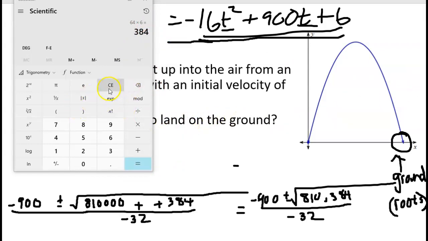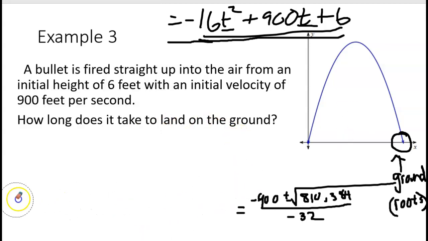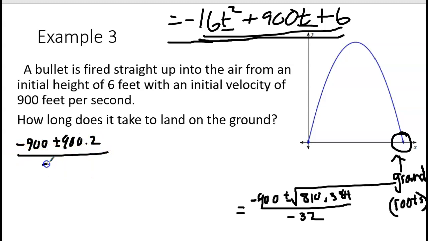So I'm going to do 810,384, and I'm just going to push my square root button, and there it is. So it's 900.2. And I'm just going to round it to the tenths place because that decimal never seems to stop. No, I'm not going to break down the square root and take out the pairs like we did last time. You need to know how to do that stuff also for your test, because some of the answers will be written in that form. But when we're doing these projectile problems, just use a calculator and round your answer.